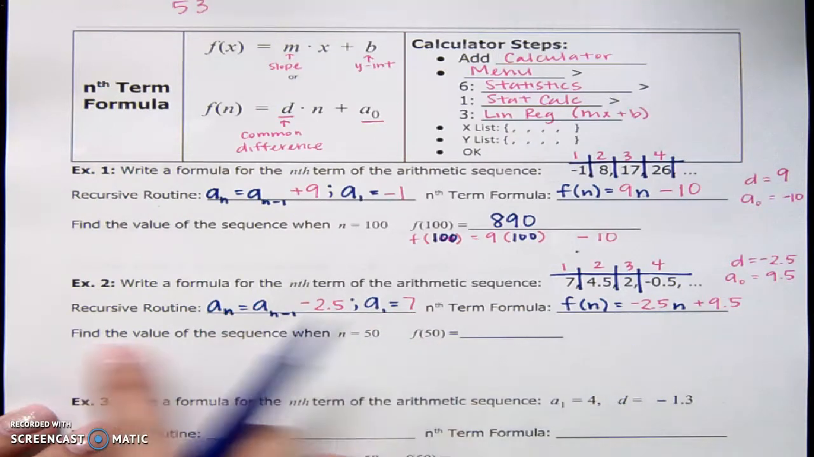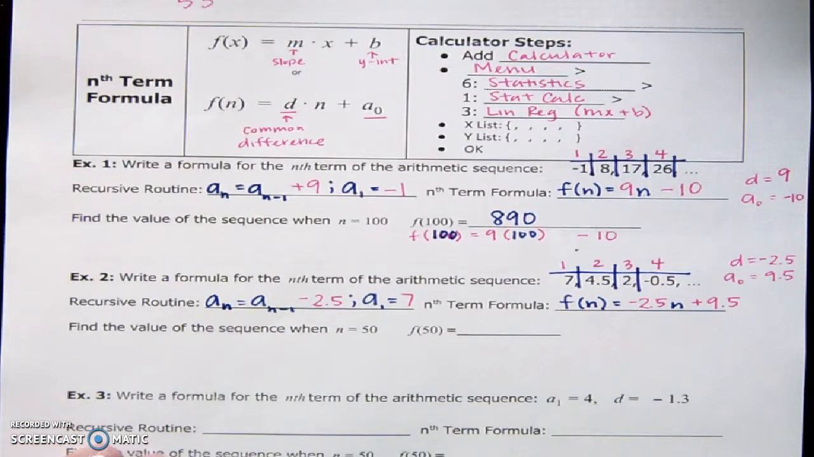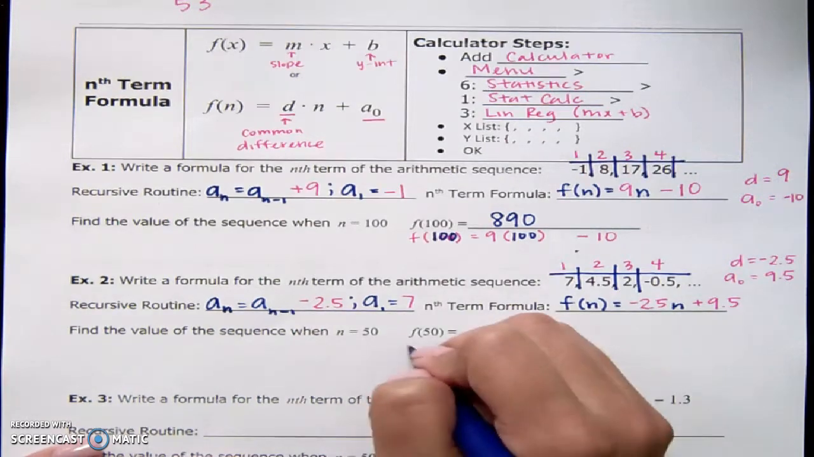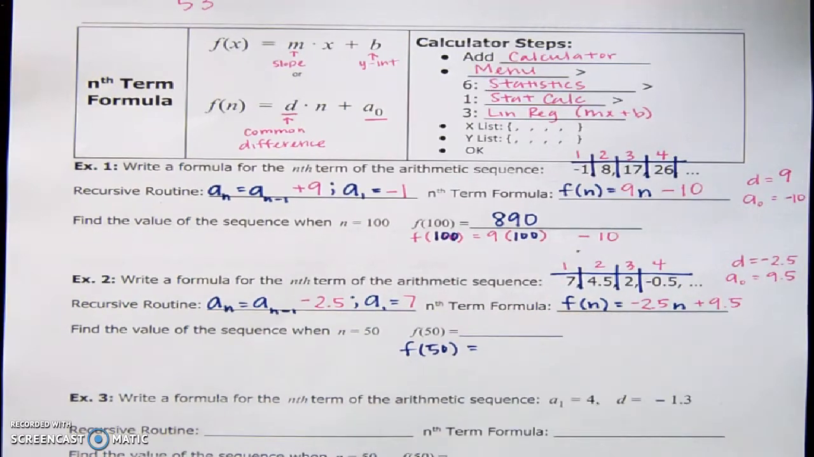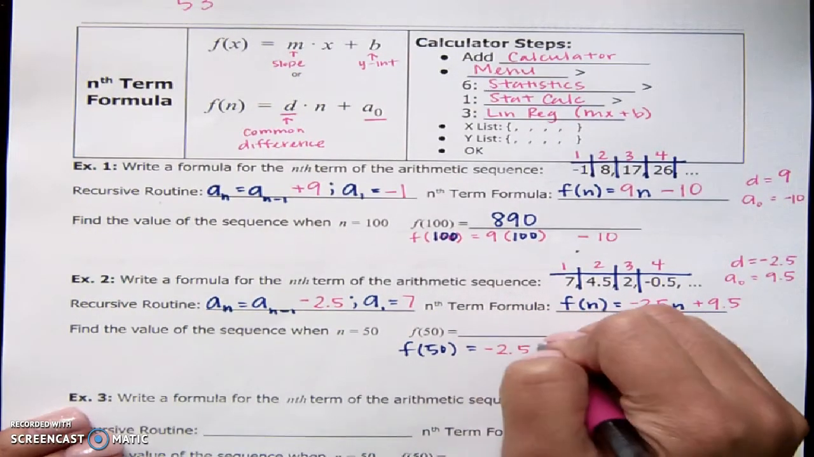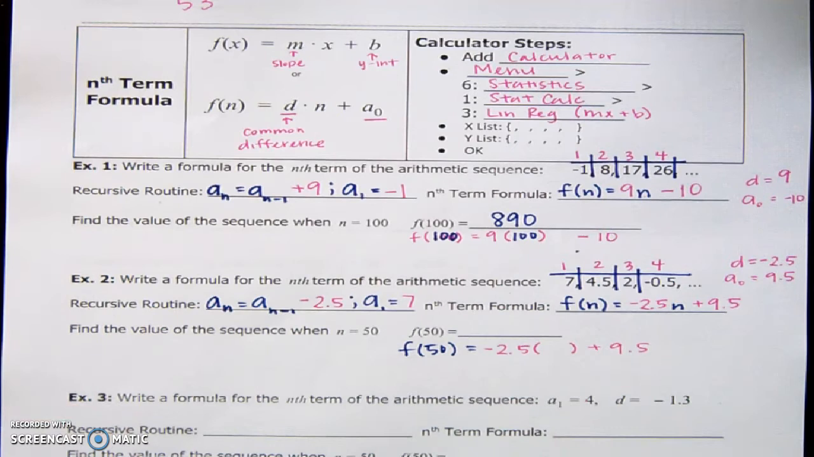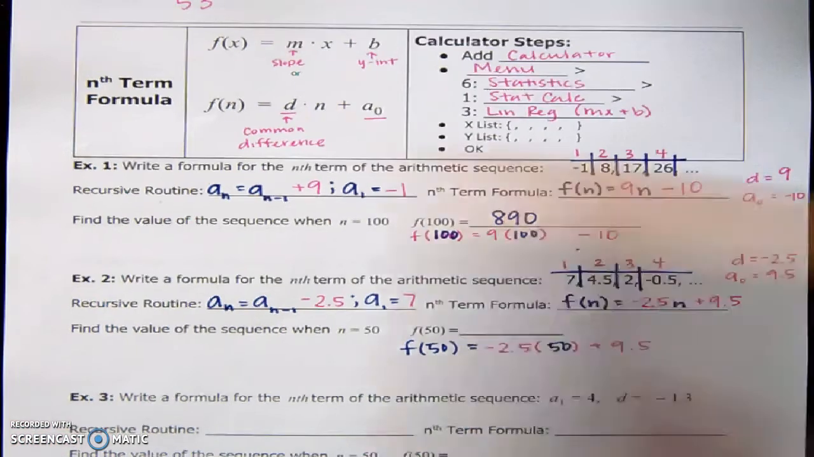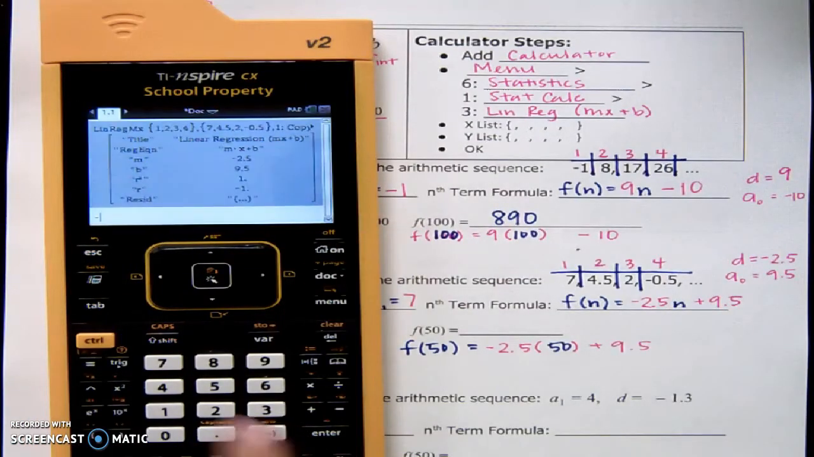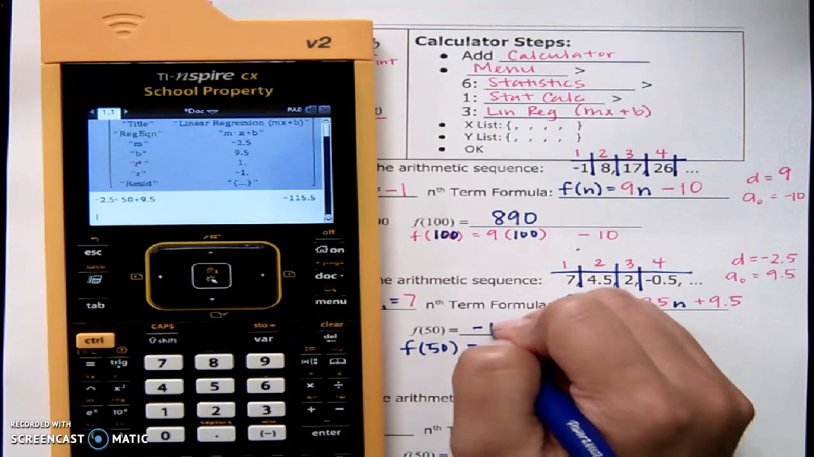So I want to know, find the value of the sequence when n equals 50. So all I'm going to do is replace n with 50. So f of 50 equals negative 2.5. Anywhere I have an n, I'm going to put parentheses. And if I have a 50 here for that n, I have to put a 50 here for that n. And then I just calculate it. Negative 2.5 parentheses 50 plus 9.5. And my answer is negative 115.5.